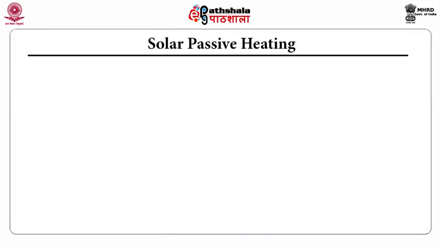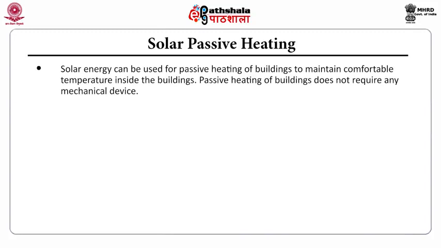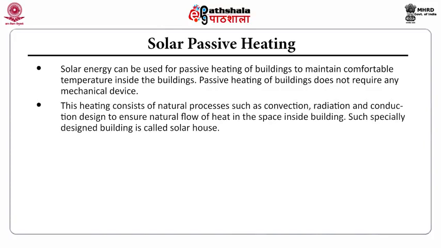Solar passive heating. Solar energy can be used for the passive heating of buildings to maintain a comfortable temperature inside the buildings. Passive heating of buildings does not require any mechanical device. This heating consists of natural processes such as convection, radiation and conduction, designed to ensure natural flow of heat in the space inside the building. Such a specially designed building is called a solar house.